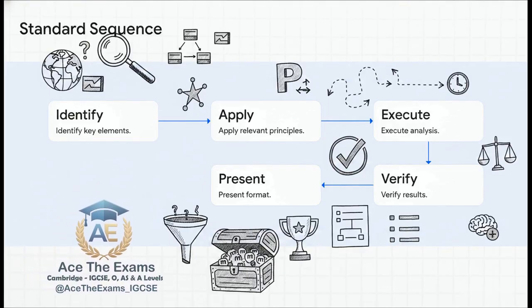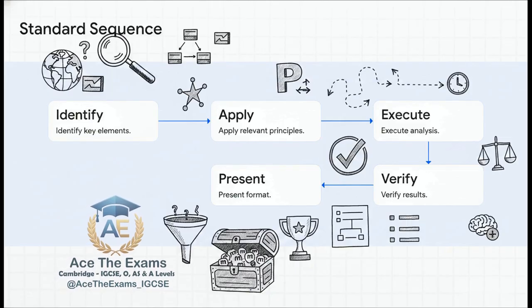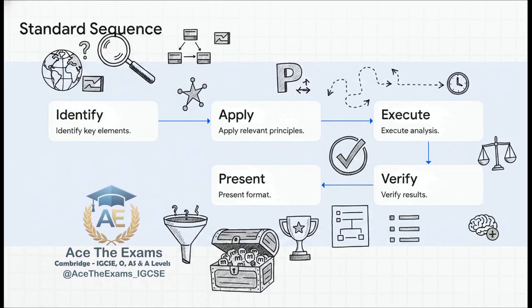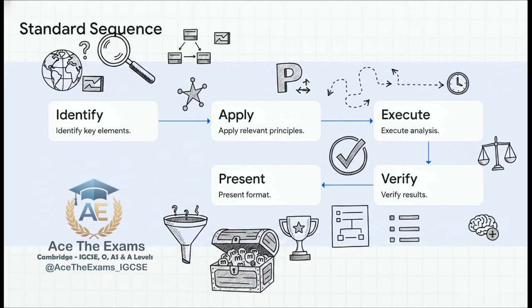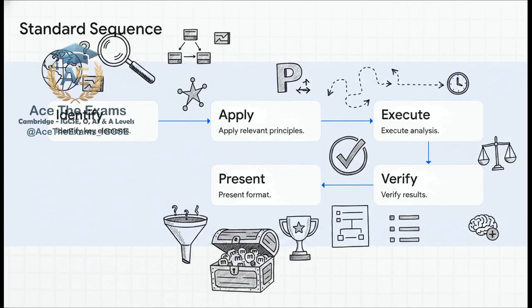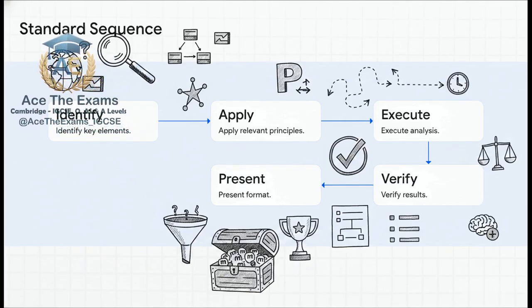Step 2. Apply relevant principles. For instance, are we dealing with CSMA/CD protocols to handle potential packet collisions? Step 3. Execute your analysis with crystal clear working. You need to show the exact path the packet takes, step by step, hop by hop. Step 4. Verify your results. Take a step back and ask, does this path make logical sense given the physical constraints of the network?